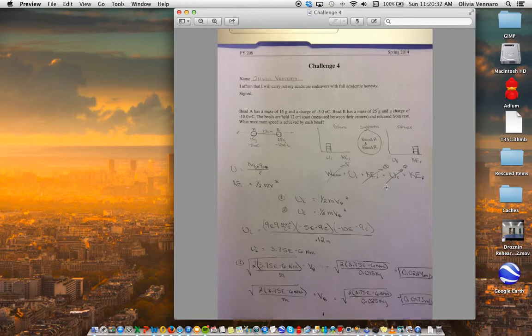So there's going to be 2 equations because there are 2 different balls. You have equation 1 and equation 2. And we know that potential energy is computed by K, Q1, Q2 over R. So then you have Q of bead A and Q of bead B. So the potential energy is going to be the same for each.